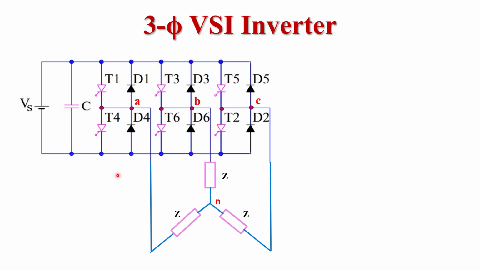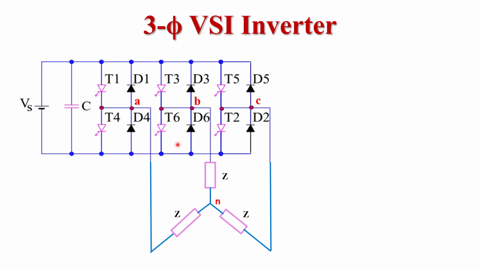Here we use 6 thyristors and 6 diodes. So 6 thyristors T1, T2, T3, T4, T5 and T6. And we also use 6 diodes. Each diode is connected in anti-parallel with a thyristor. So D1 diode is connected in anti-parallel with T1 thyristor, D2 with T2, D3 with T3, and the same D4 is connected in anti-parallel with T4. D5 is connected in anti-parallel with T5 and D6 with T6 thyristor. So in this way we connect diodes and thyristors.